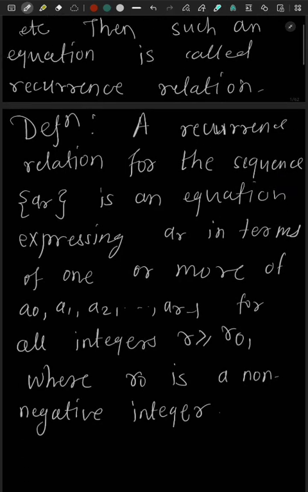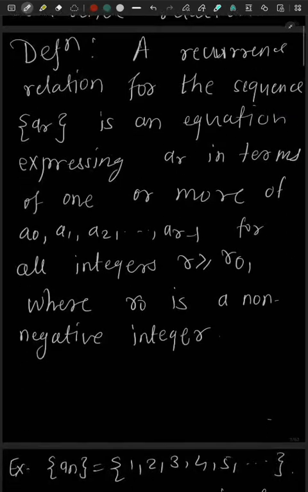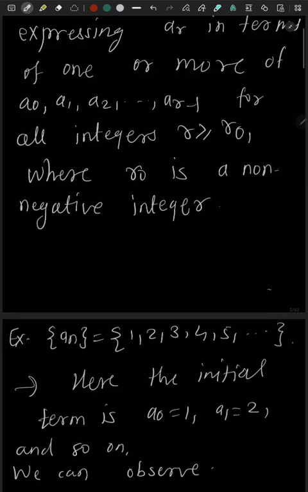A recurrence relation for the sequence a_r, this is the definition, is an equation expressing a_r in terms of one or more of a0 to a_(r-1) for all integers r greater than or equal to r0, where r0 is a non-negative integer.